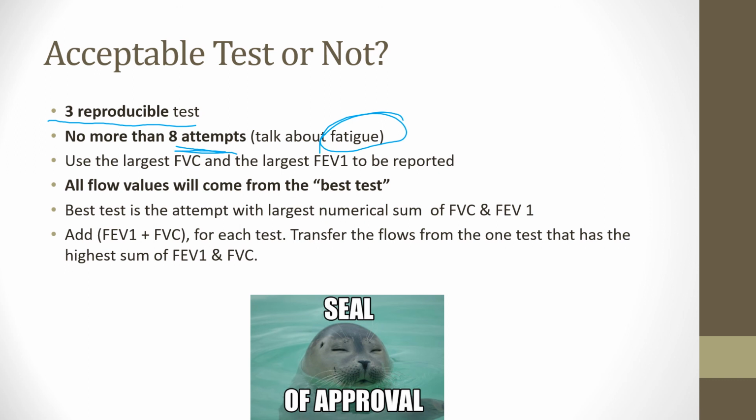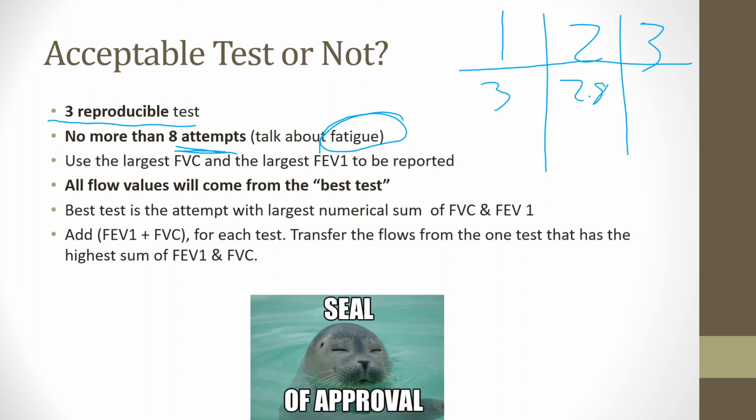When we're doing the test, we're going to use the largest forced vital capacity and the largest FEV1, and that's because it's effort, right? The largest vital capacity that we get and the largest FEV1 number we get, we're going to use to calculate our FEV1%. So let's say we do 3 tests: test 1, test 2, test 3. And we have an FVC of 3 liters, 2.8, and 3.1. Out of these 3 tests, we're going to take the largest FVC, which would be the 3.1 liters, and then we're also going to look at the FEV1.